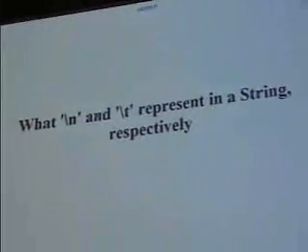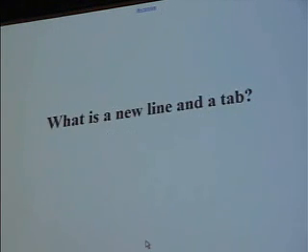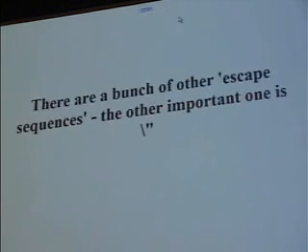What do \n and \t represent in a string, respectively? All right, what is a newline? And for \t, what is a tab? That's correct. So remember that we have escape characters, a whole slew of them, and a \n means it goes down a line, and a \t means it does a tab.